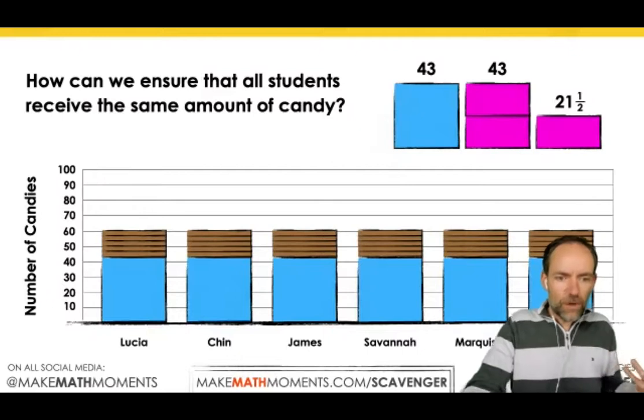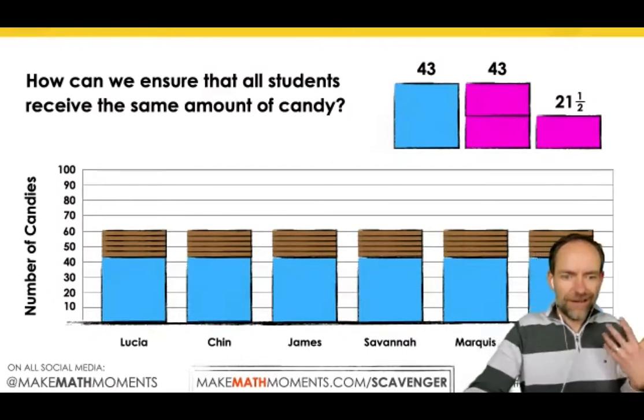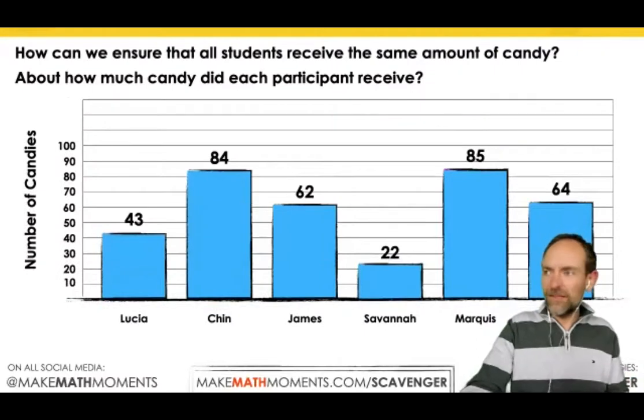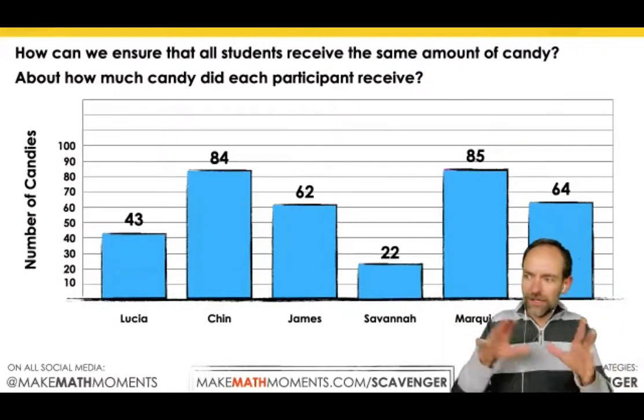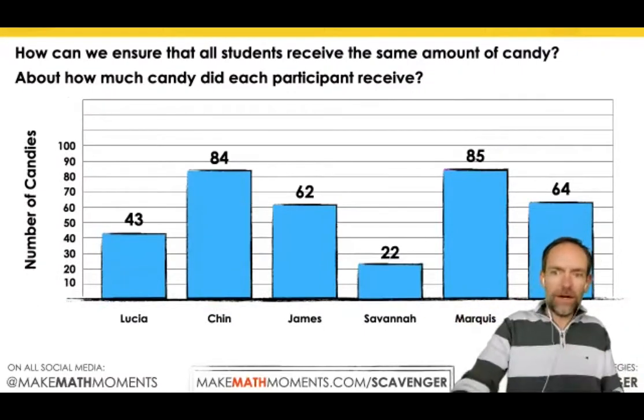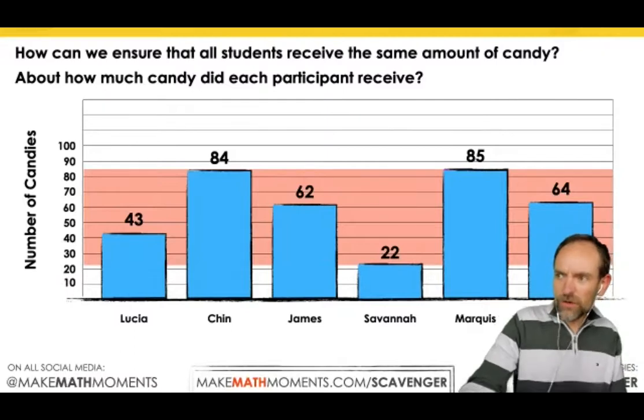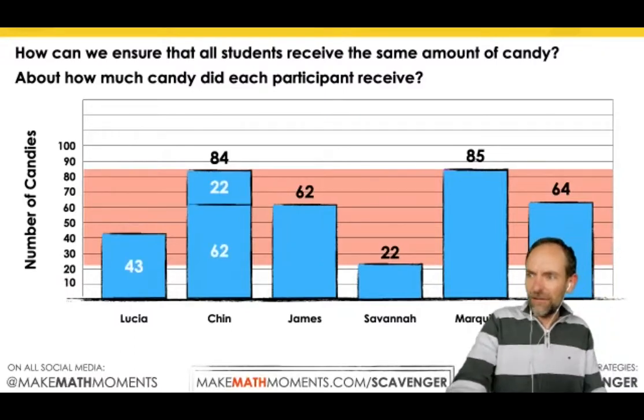But really what you've done is you've essentially gotten students to emerge this idea of the mean, right? So if we did this, here's another view. This is what the actual quantities were. Lucia, Chin, James, these are the actual quantities we had. And if you look at it, I'm within here. I know it's going to be more than 22, less than 85.